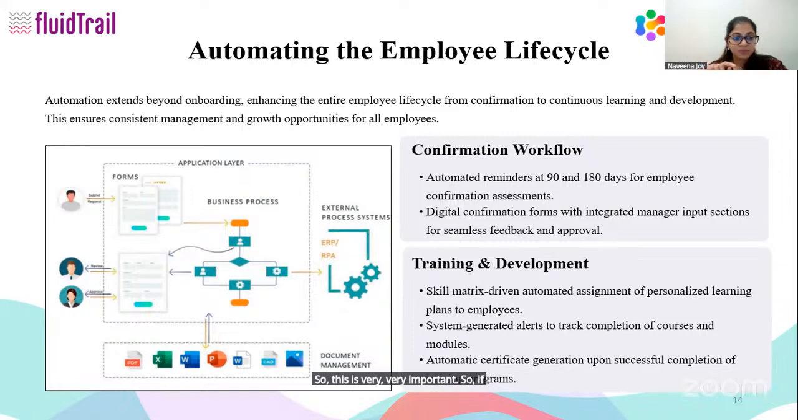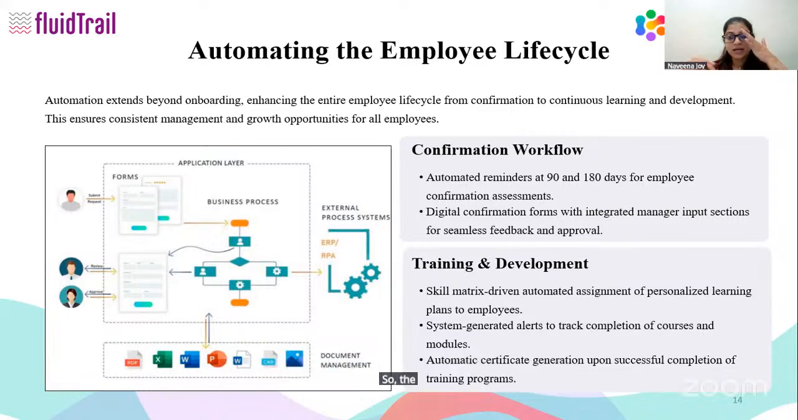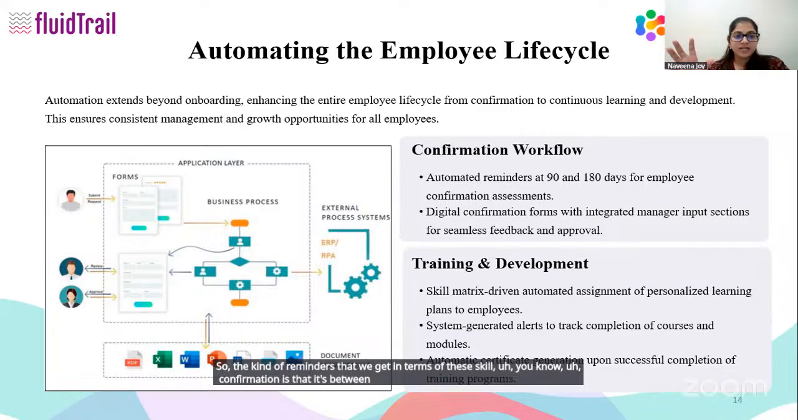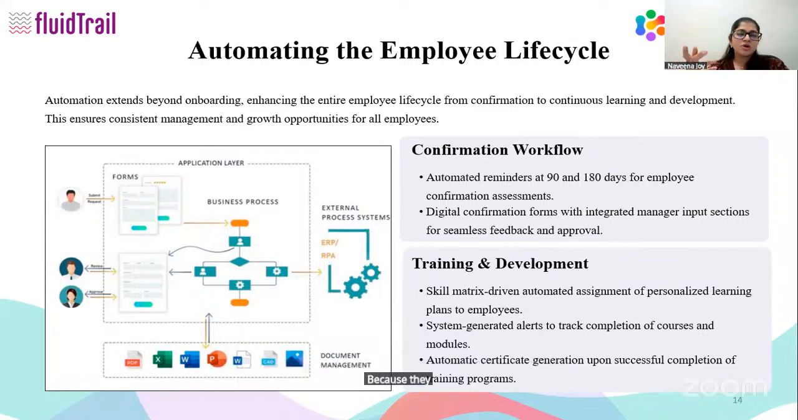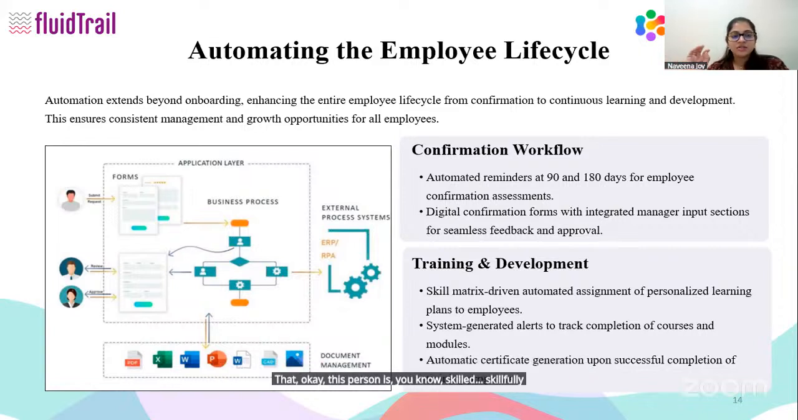So if you see this chart, the entire confirmation workflow, the kind of reminders that we get in terms of the confirmation is between 90 to 180 days, because 3 to 6 months is what we call the probation period, or the training period. Confirming employees will take around 3 to 6 months to understand that this person is skillfully trained, so they can be confirmed. Then come the digital confirmation forms with integrated manager input sections for seamless feedback and approval.